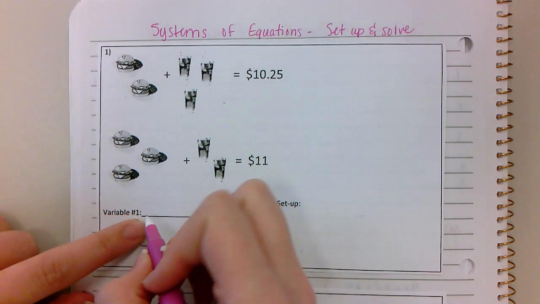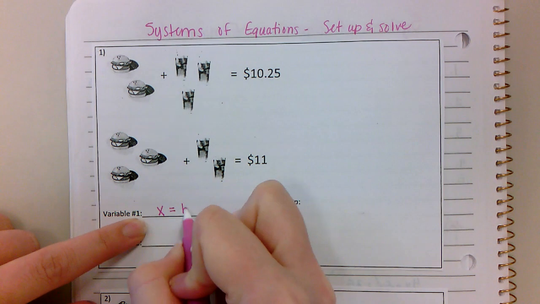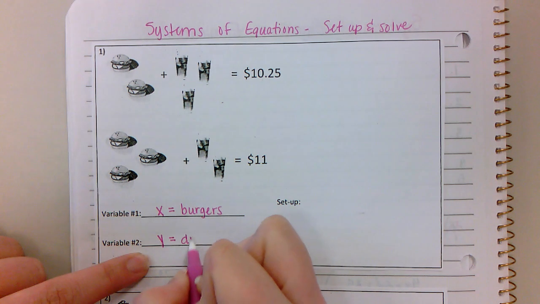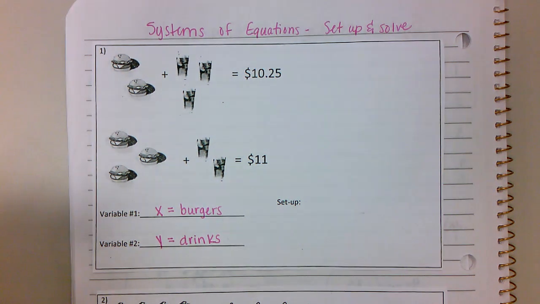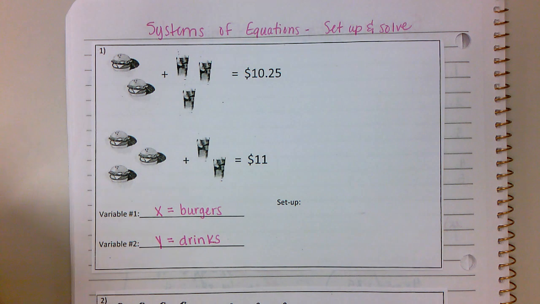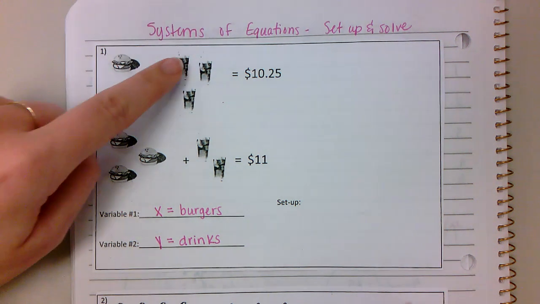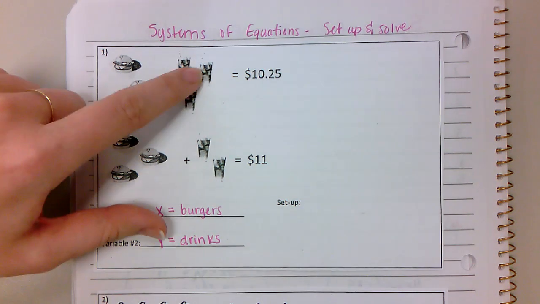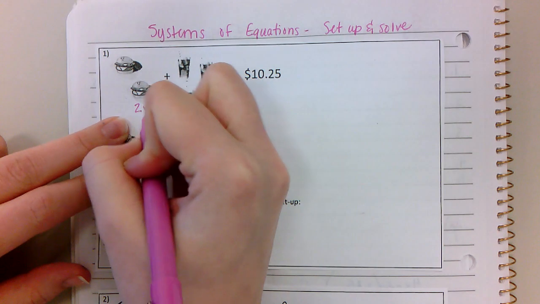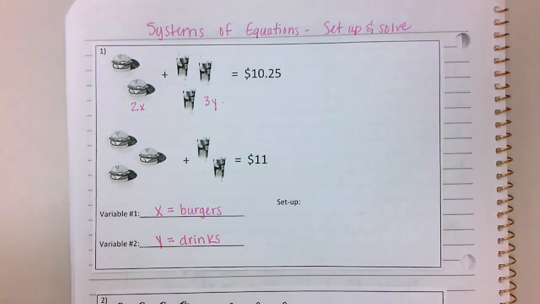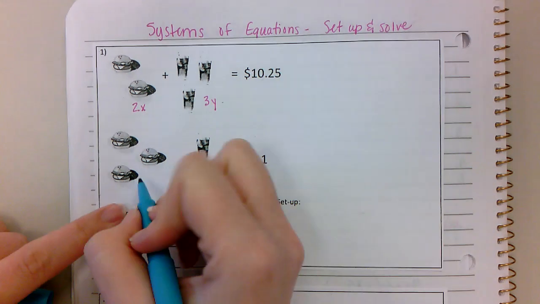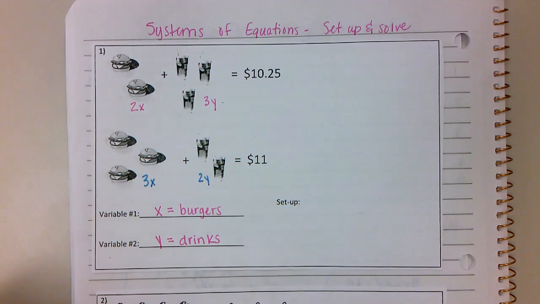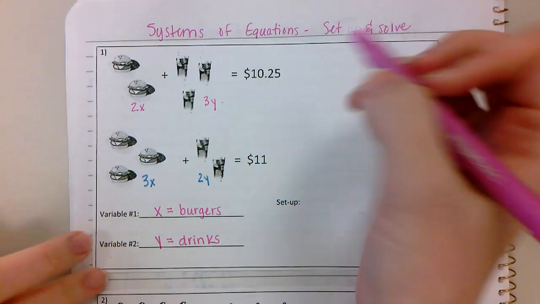So down here for variable number 1, which is x, I'm going to let that represent burgers, and I'm going to let y represent drinks, right? So if we don't know the cost of something, but we know how many we have, we just put a letter there. So I know I have 2x and 3y. I don't know how much they cost, but I know that I have 2 x's or 2 burgers and 3 drinks or 3 y's. So this is 2 x's and this is 3 y's. And then down here in this equation, I have 3 x's because x's represent burgers, and only 2 y's or only 2 drinks.